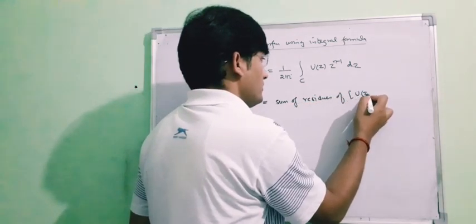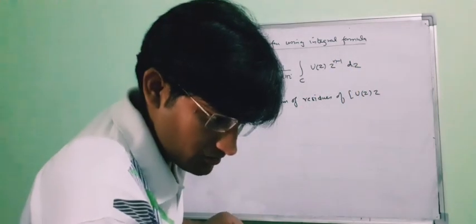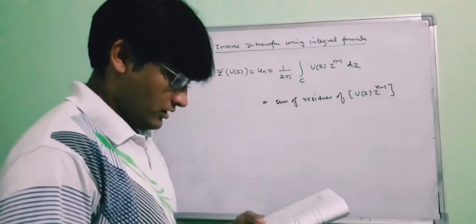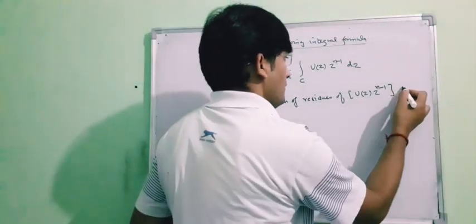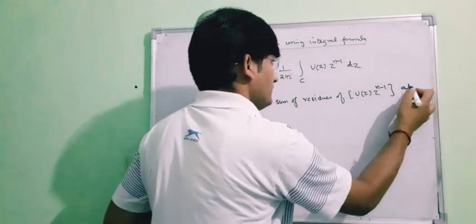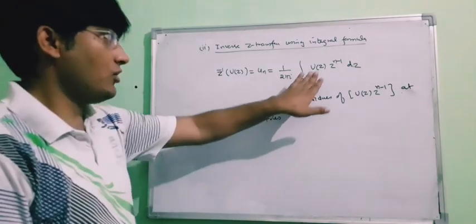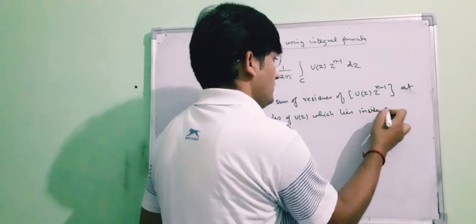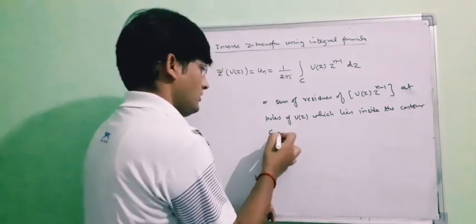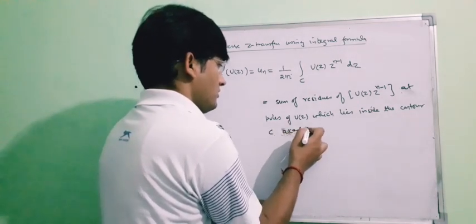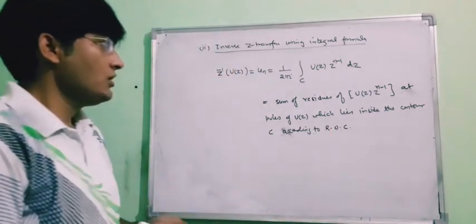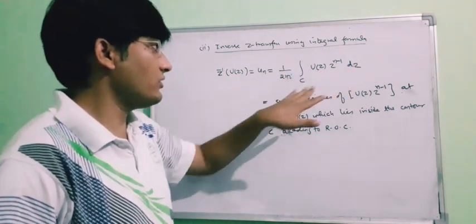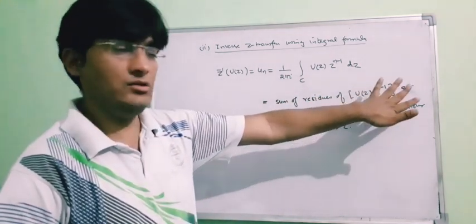Sum of residues of this function U(z) into z power n minus 1 at the poles of U(z) which lie inside the contour C, according to your region of convergence. So the integral 1 upon 2 pi i integral U(z) z power n minus 1 dz is equal to the sum of residues of U(z) into z power n minus 1 at the poles of U(z).